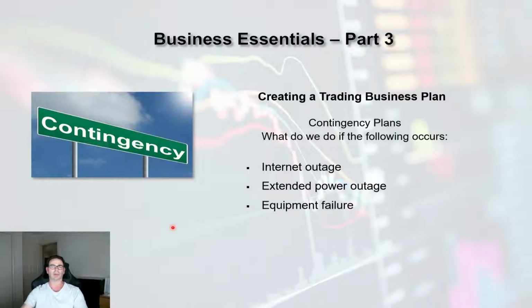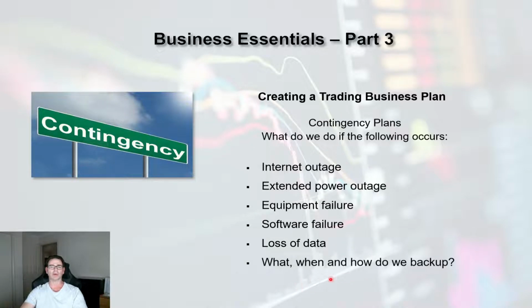What if you have equipment failure? What's your contingency or your backup plan for equipment failure? Do you have a second computer that you can quickly log in? Are you able to access it via a laptop or an iPad or your phone? What if you have software failure? Can you quickly back up? What if you have loss of data? So what, when, and how do we back up? Do you have a backup schedule?